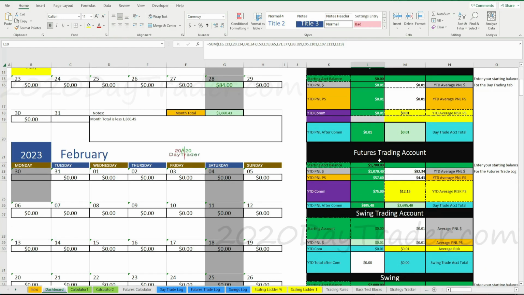Futures, we started with 1,700. We're at 995, so we're a little more than halfway to doubling that. So looking good. Commissions definitely hurt a little bit on there, but not too bad.